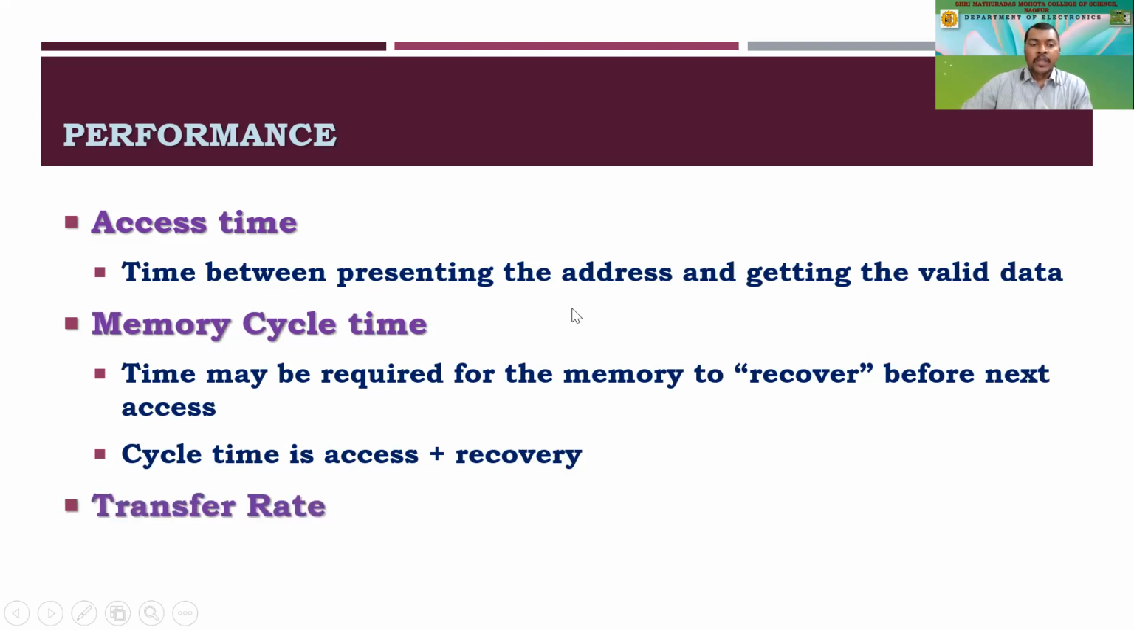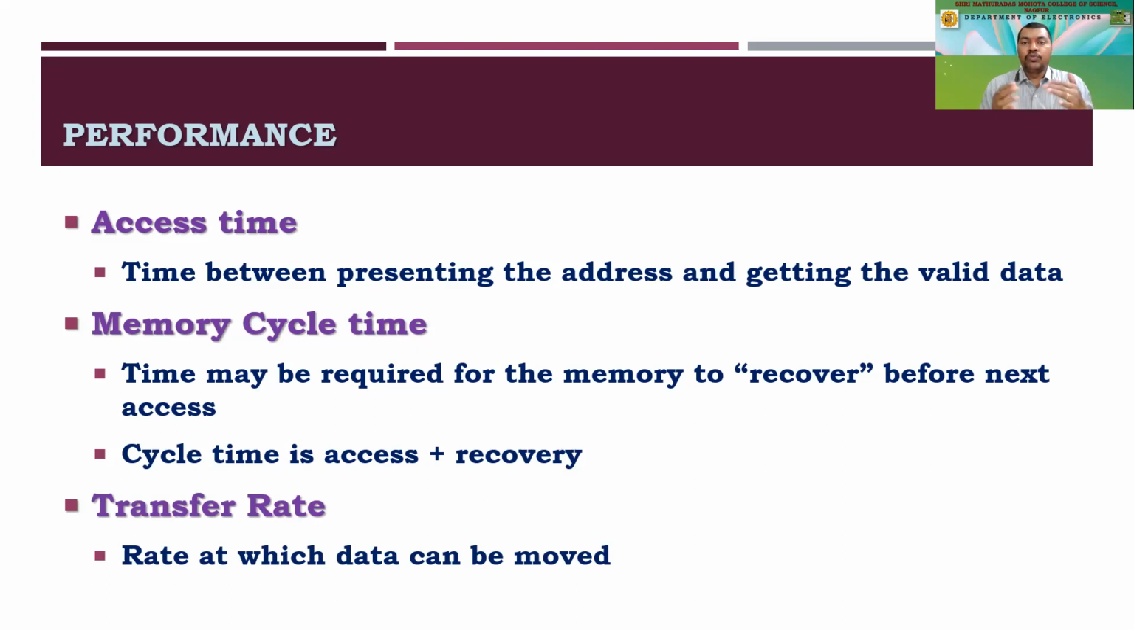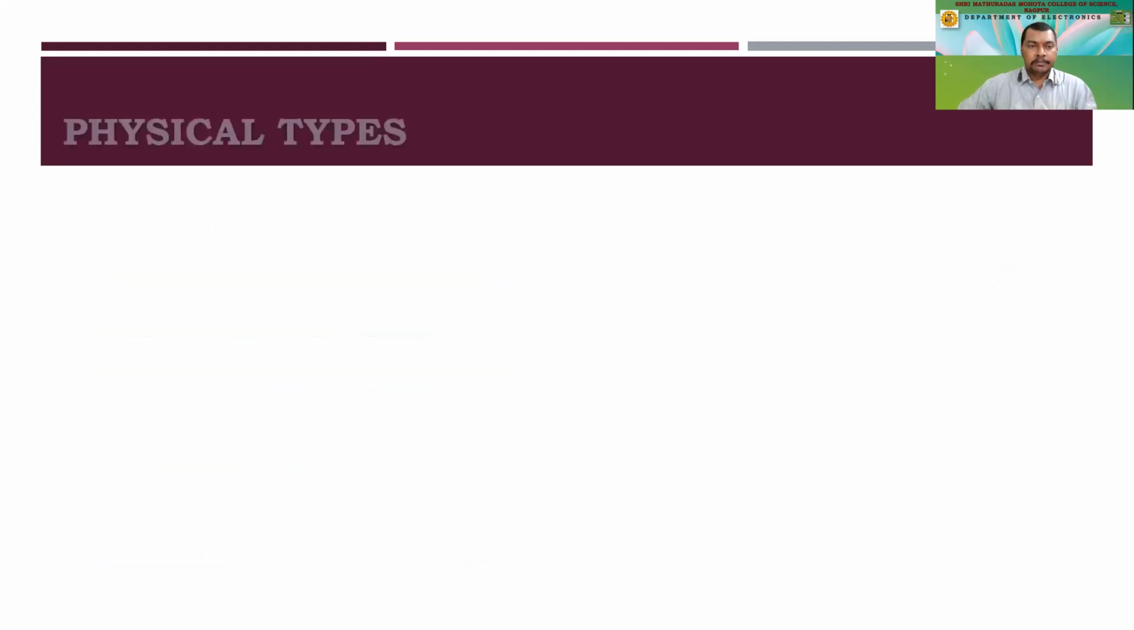Then the transfer rate. This transfer rate is very important. It is the rate at which data can be moved, either from the CPU to the memory, or from the memory to the CPU. That is called the transfer rate, and that should also be part of the basic structure of the memory.